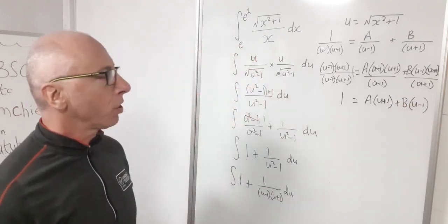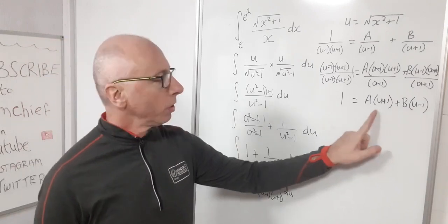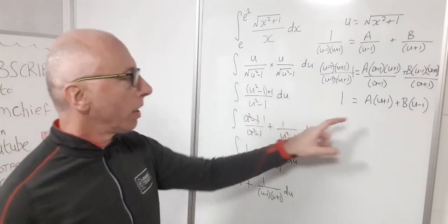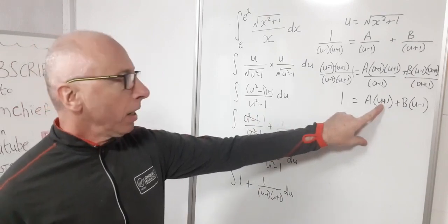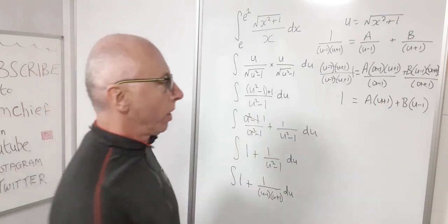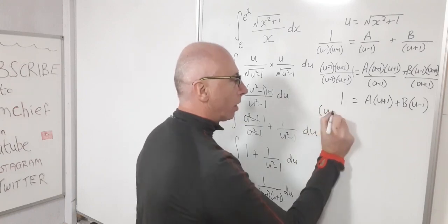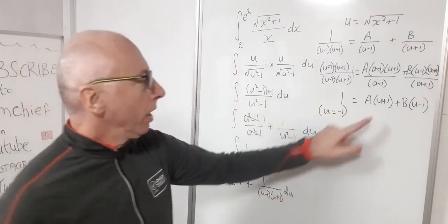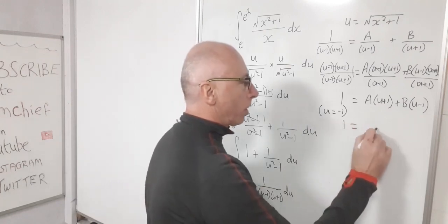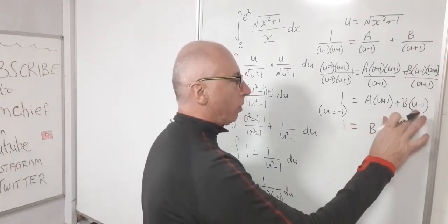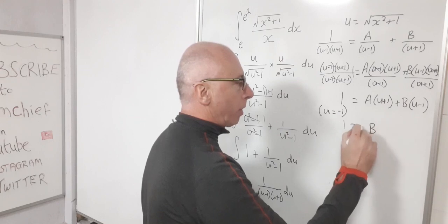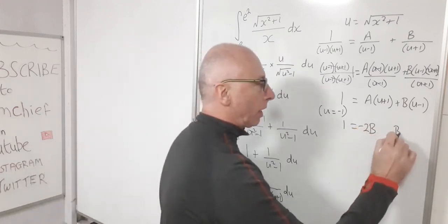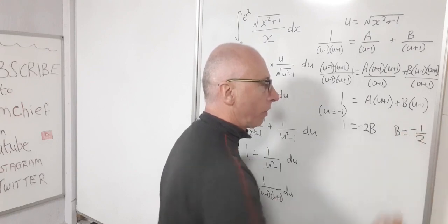Okay, well now we can just try in two different values for u to get the A and the B. If I want this one to disappear, I'll let u equal minus 1. So u equals minus 1. This will disappear. So I've got 1 equals B times minus 2. So I've got minus 2B equals 1. Therefore B equals minus a half.